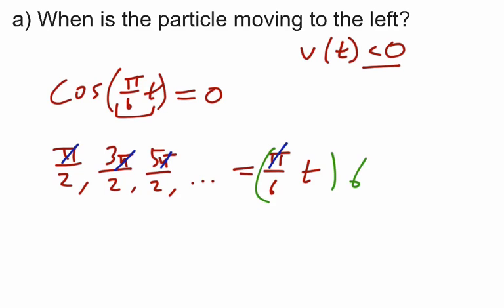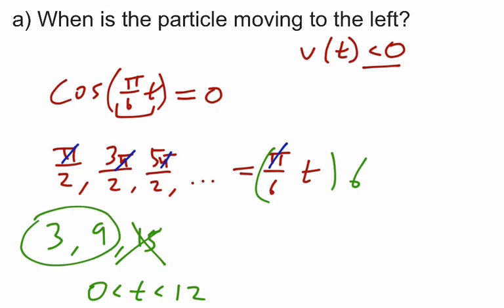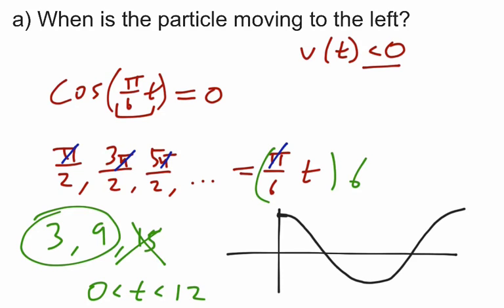So 1/2 times 6 is going to be 3. 3/2 times 6 is going to be 9. 5/2 times 6 is going to be 15. And 15 is too big because it's outside of our time interval, remember, going from 0 to 12. So the only two solutions are 3 and 9. Well, we need to figure out when the velocity is negative. So let's think about the graph of cosine. Cosine starts positive and then drops down and then drops back up, etc. And we know that these x-intercepts are going to be at 3 and 9.